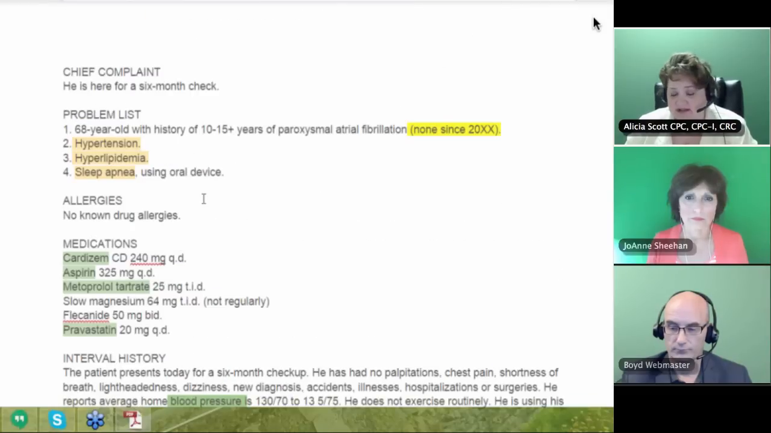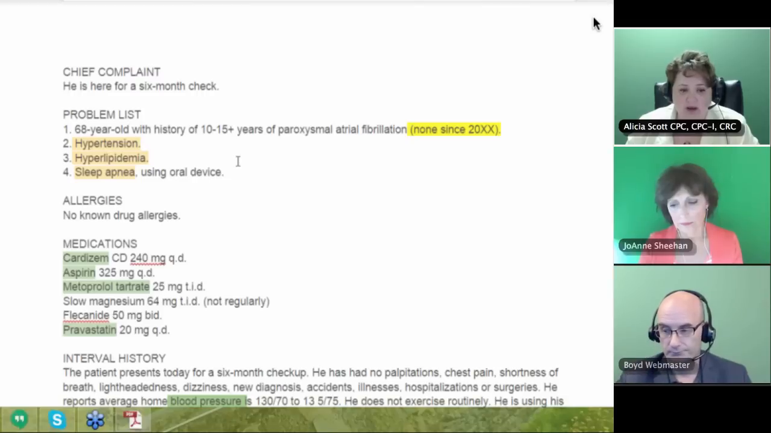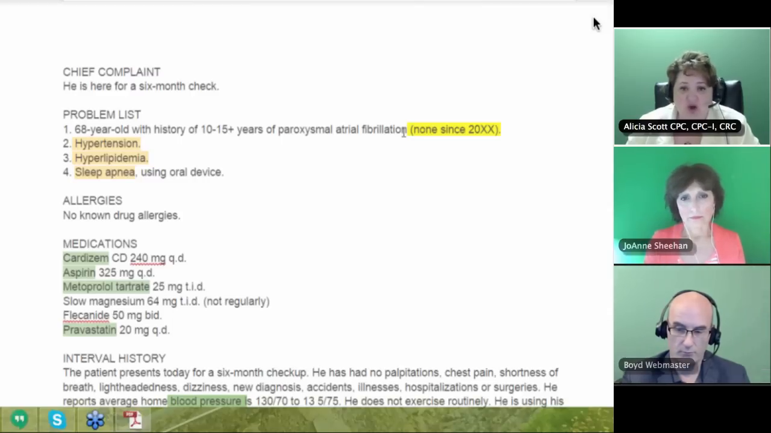Our problem list, again, you don't code off of a problem list because it can be copied and pasted. And again, you want to follow your office or your company's guidelines about things like that, problem lists. But here we've got a person with a fib, but now he's made a point to say none since 2000 and something. So that tells me that I'm not going to code that. That they're saying no, he does not have it.